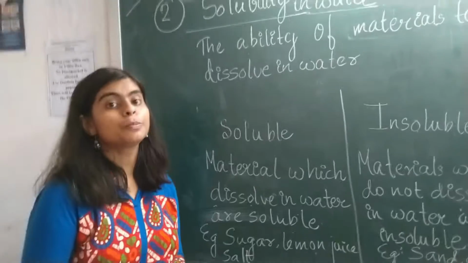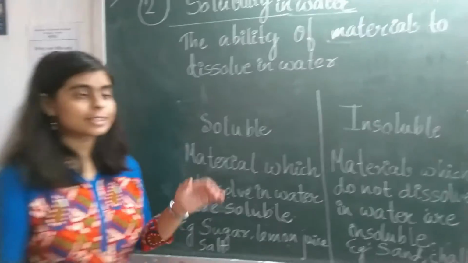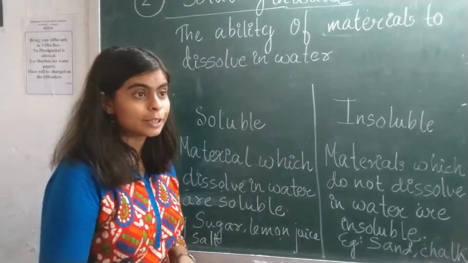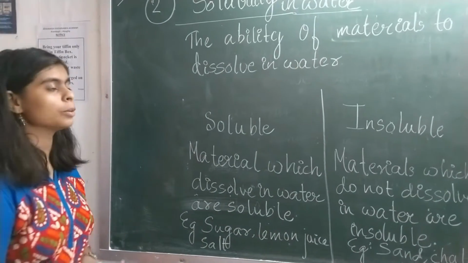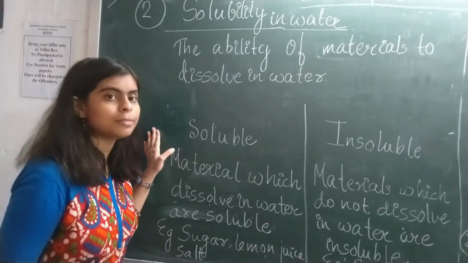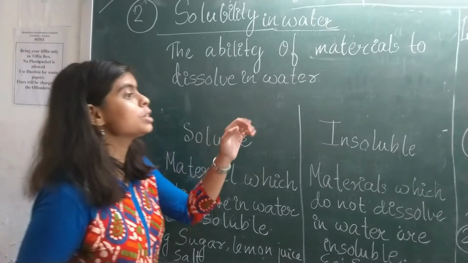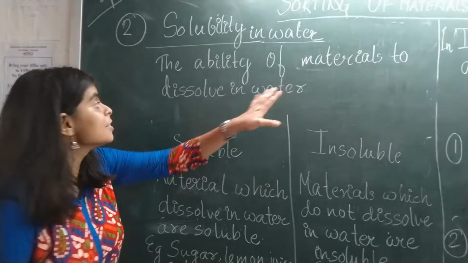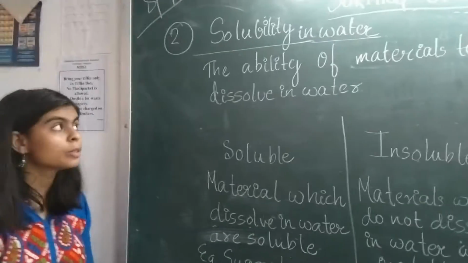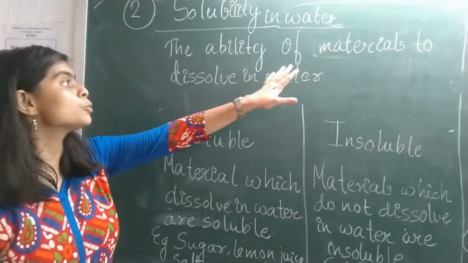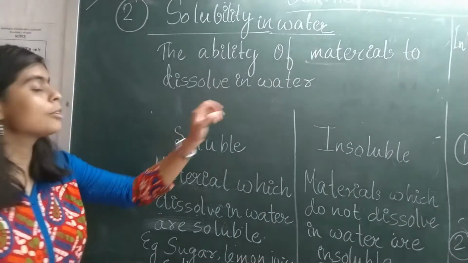Now we will learn the new property. In the last few classes we have learned about appearance. Now the new property we will learn is solubility. What does solubility mean? First we have to understand that. Solubility means the ability of a material to dissolve in water.